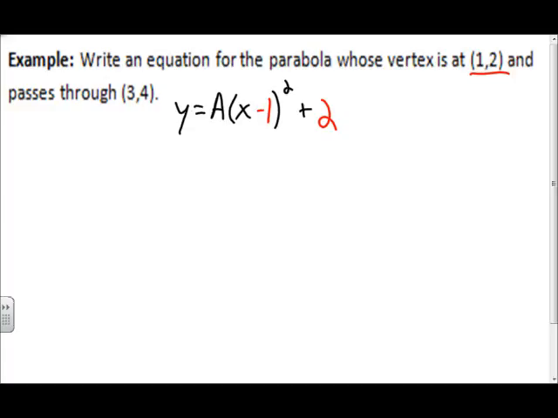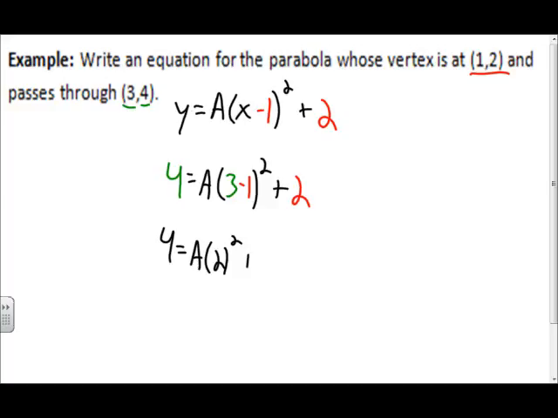Now from here, we still need to solve for a, but we know that it goes through the point 3, 4. So what we can do is plug in these points. 4 equals a times (3 minus 1) squared plus our value of 2. So we plugged in our vertex and our point. So now we can solve for a. We would say then that 4 equals a times the amount 3 minus 1 is 2 squared plus 2.